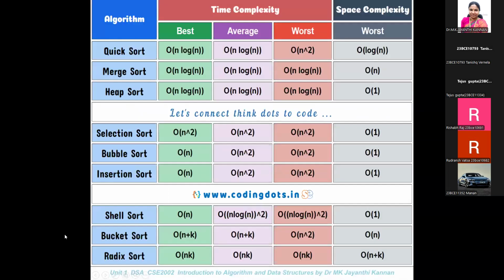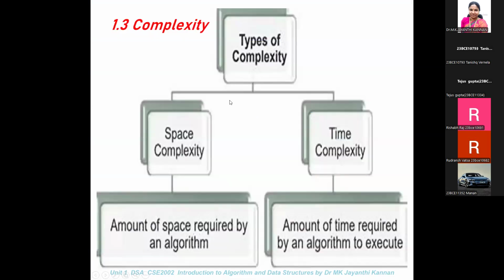As per your syllabus, you have sorting methods like quick sort, merge sort, selection sort, bubble sort and insertion sort. For those sorting methods, the asymptotic notations are represented in 3 forms: best case, average case and worst case, and the same applies to time complexity. So the complexity is differentiated as space and time.